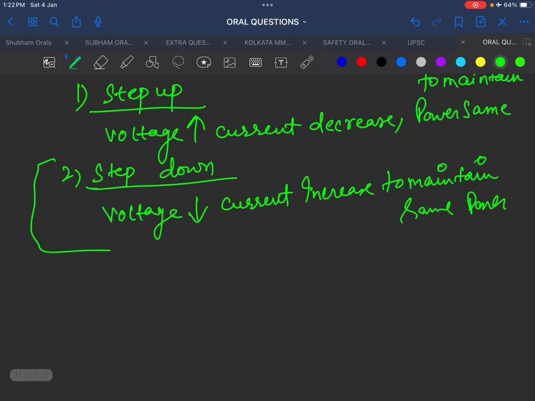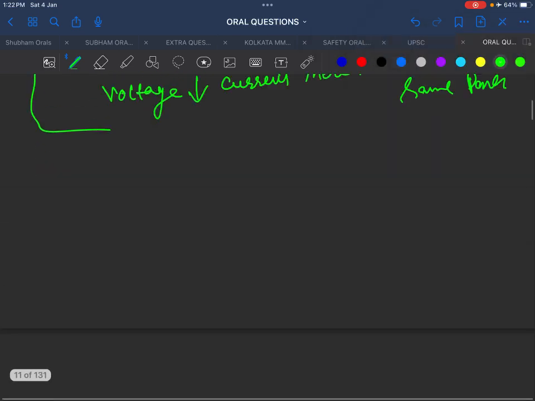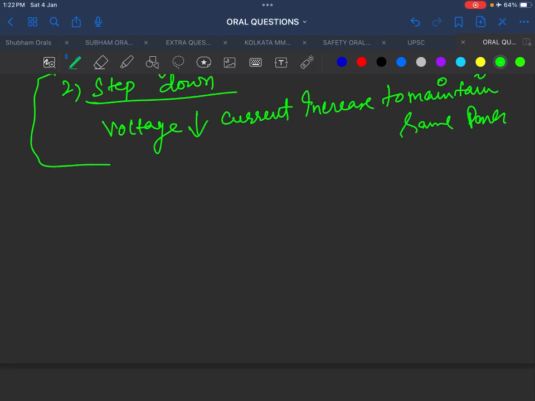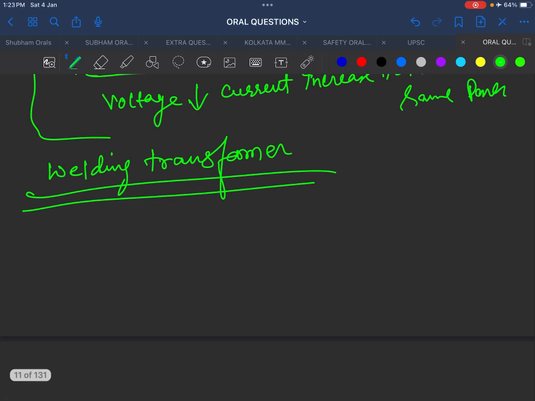Why are we using step down in the welding transformer? I will take one more page. Now I will talk to you about the welding transformer. Now you can very easily understand what a welding transformer is. The welding transformer is just a step down transformer.